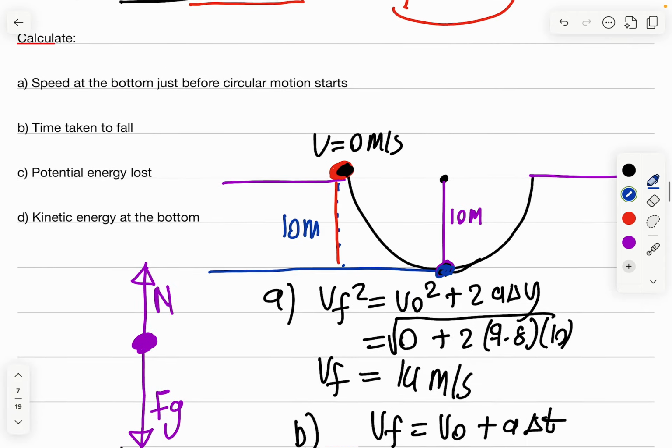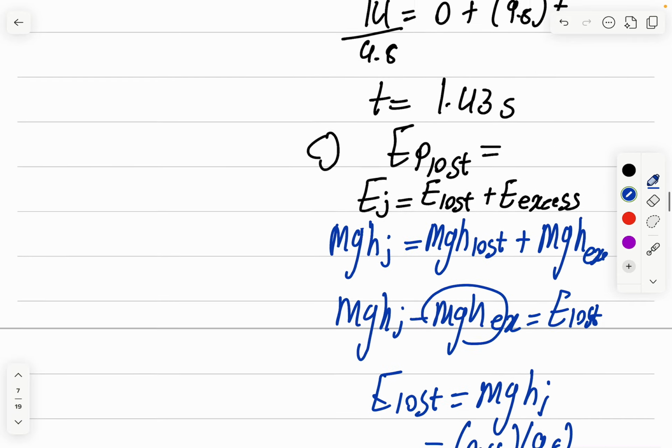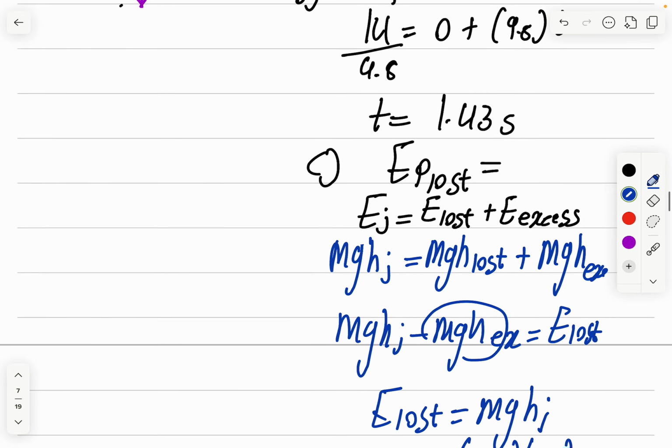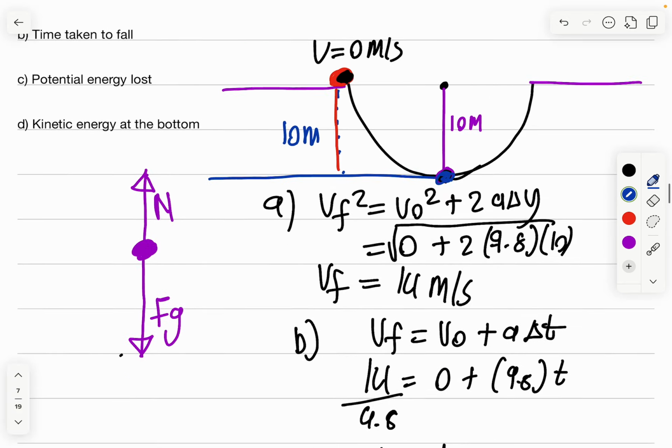What is the mass there? The mass is 0.4. The gravity is 9.8. Then the height is what? Let's try and check the height there. The height is 10. You're going to substitute your 10. Then you press your calculator. You're going to have 0.4 multiplied by 9.8 multiplied by 10. Understand? So your answer is going to be 39.2 joules, ne? Let's check another.